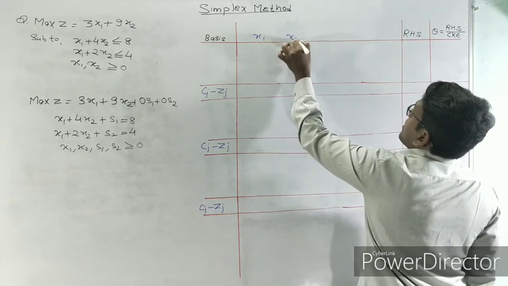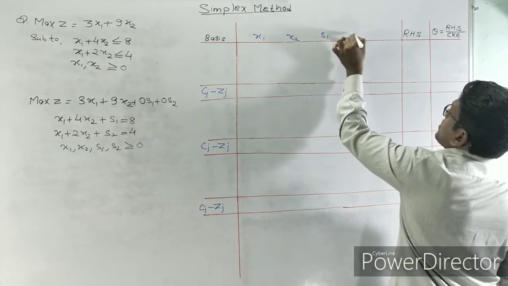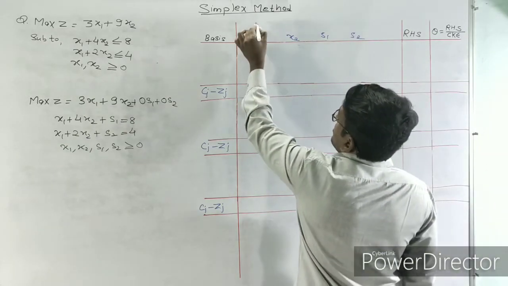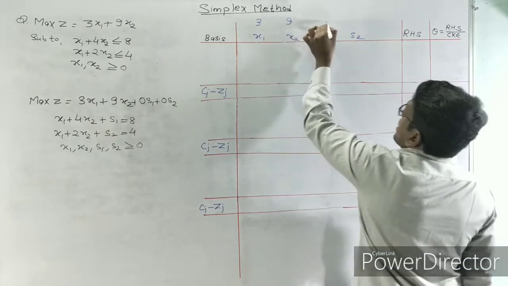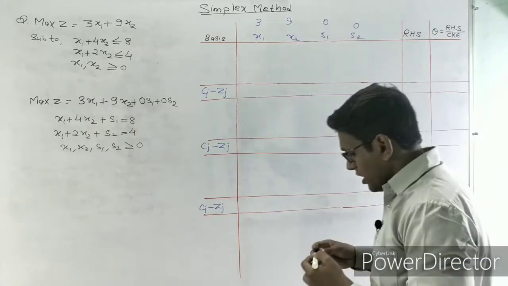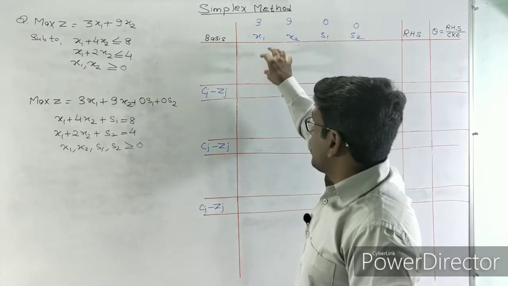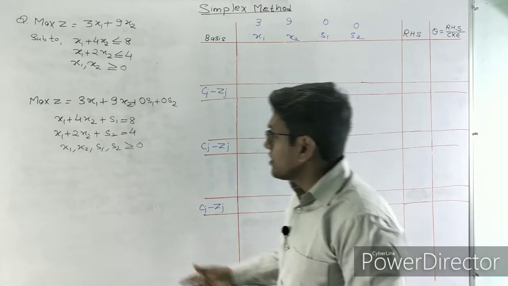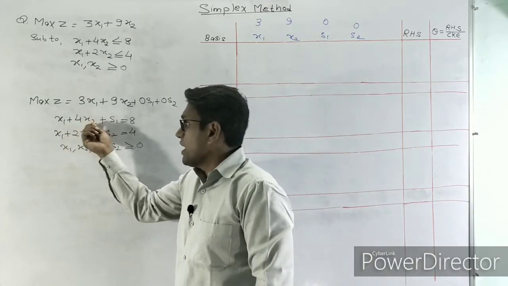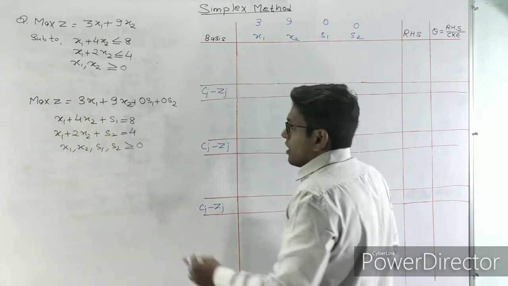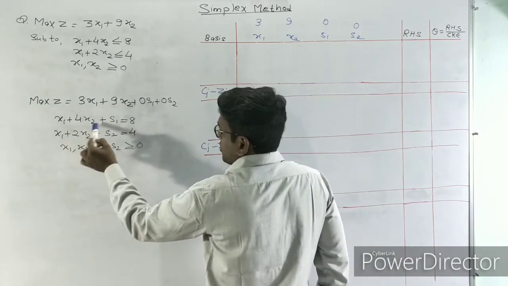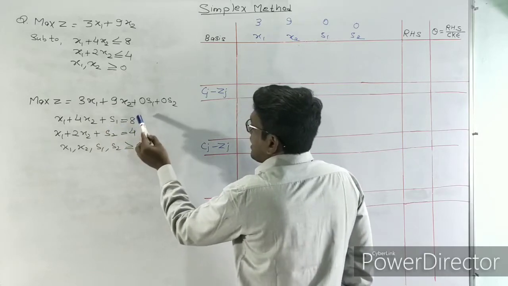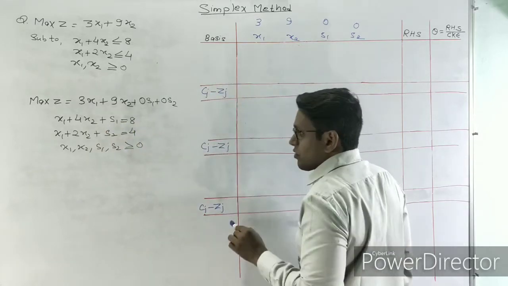x1, x2, s1, s2, these are our decision variables with objective function coefficients 3, 9, 0, 0. Now, to make the initial basic feasible solution, we need to have the value of x1 and x2 equal to 0. So as we put x1 equal to 0 and x2 equal to 0, I'll get s1 equals 8. That implies that s1 is eligible to enter the basis column.